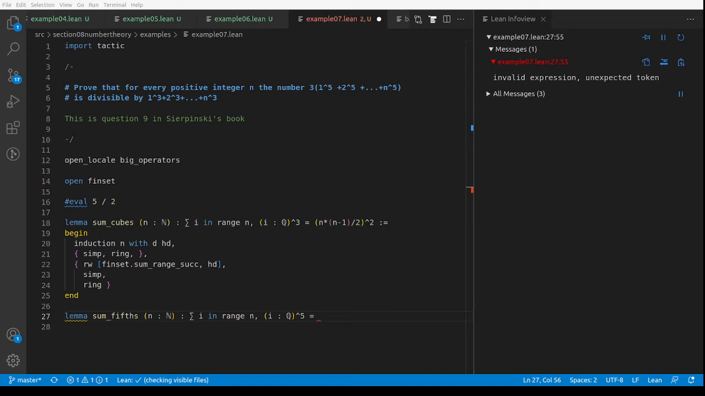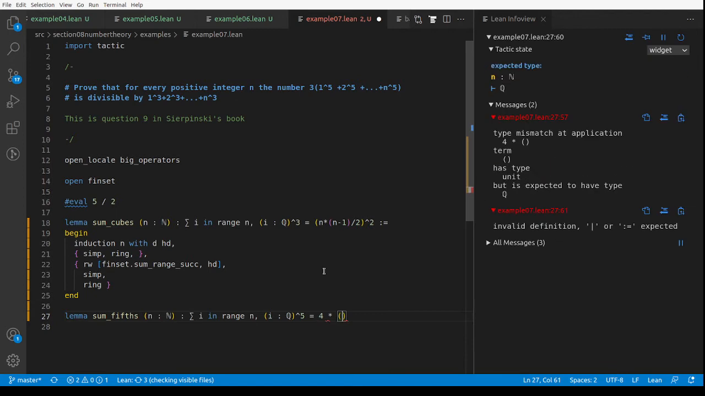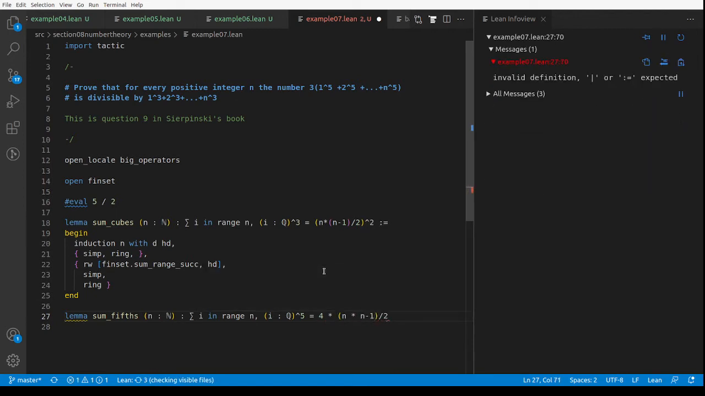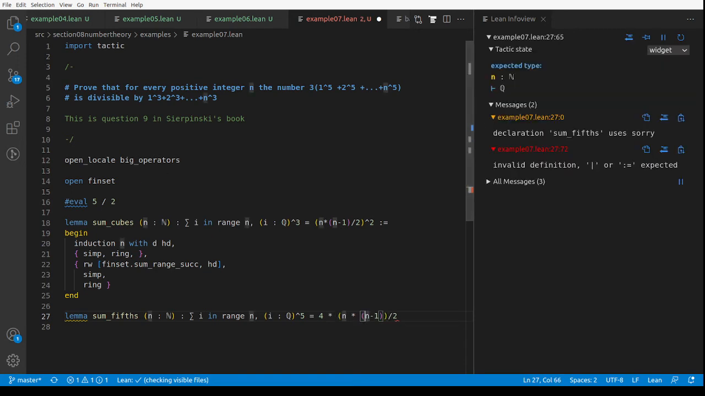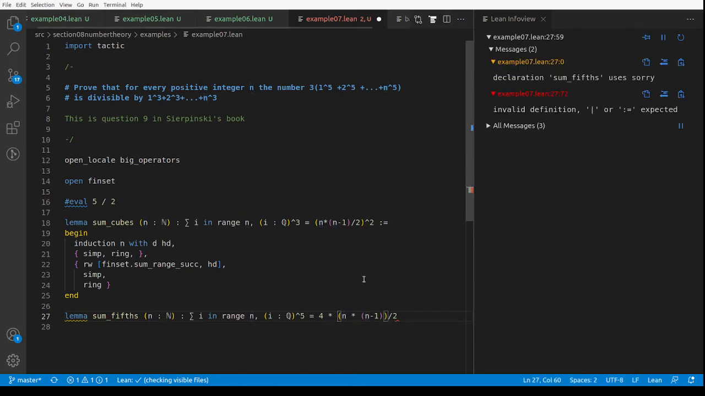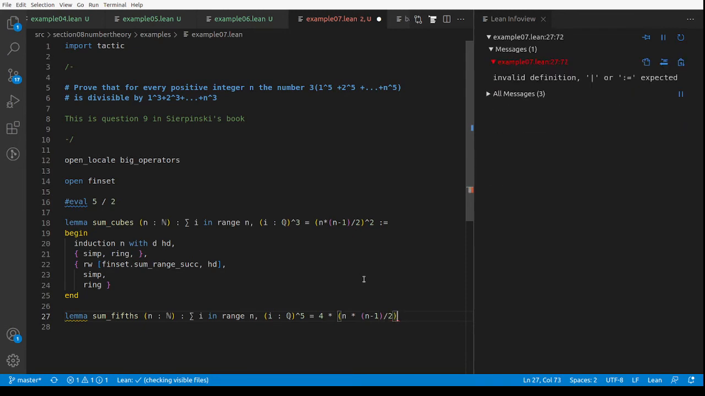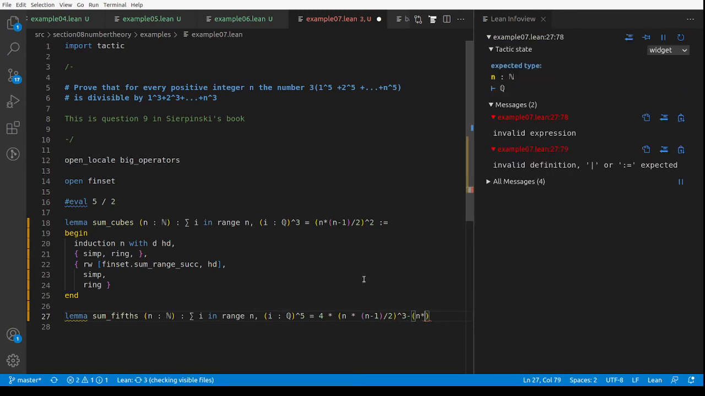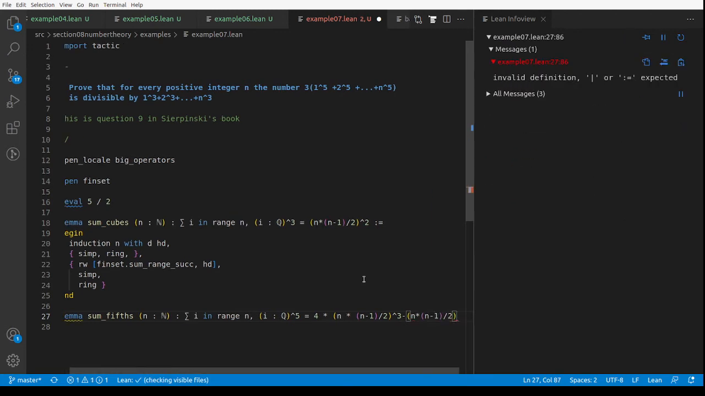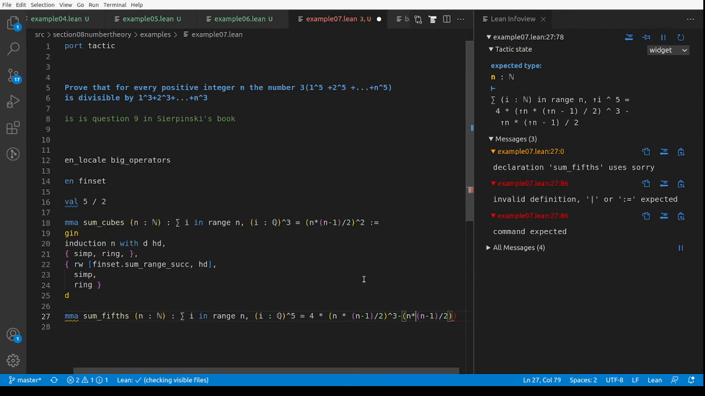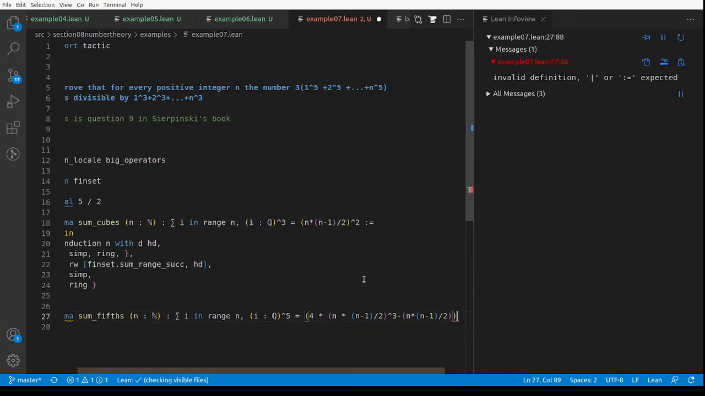4a cubed minus a squared over 3. Well, I'll be. So 4 times n times n minus 1 over 2. What was it again? 4a cubed minus a squared over 3. 4 times this. I don't think I need that bracket there. 4a cubed minus n times n minus 1 over 2. All of this, crunch, crunch, there, over 3.